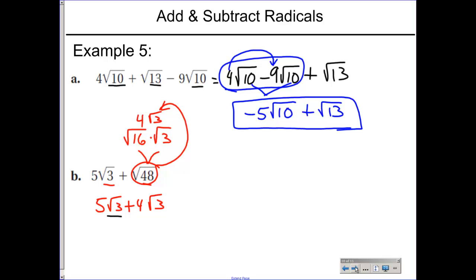And now we can see that these two are similar. So now I can go and do the 5 plus 4, which will give me 9. And the square root of 3, again, is like a variable, just comes along and attaches as one irrational number.